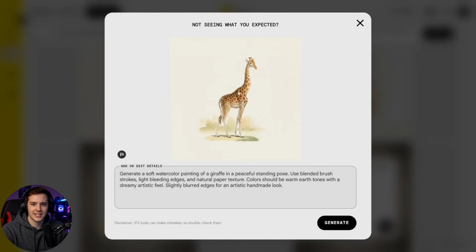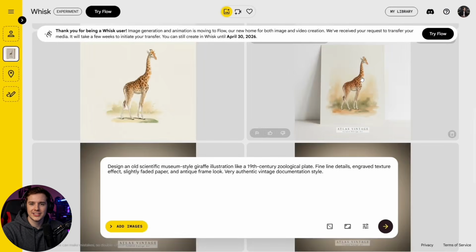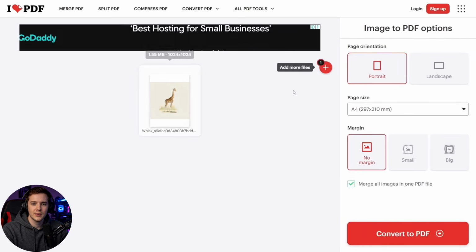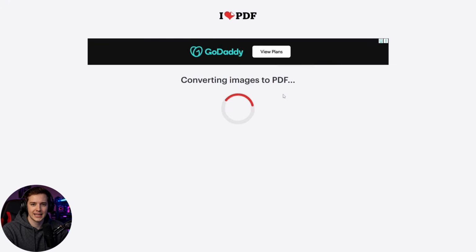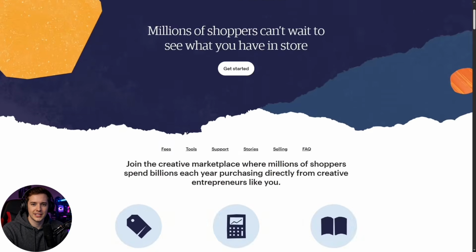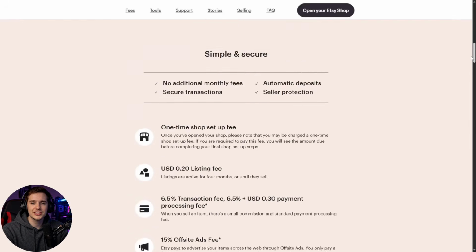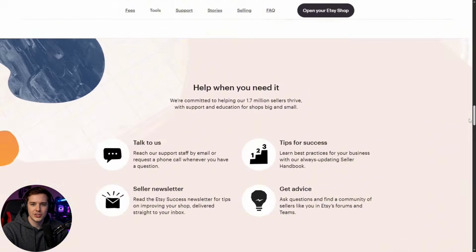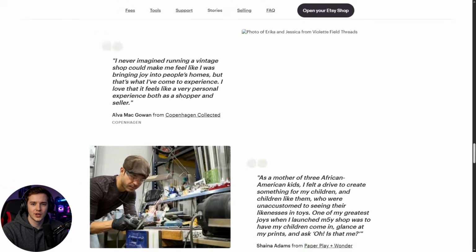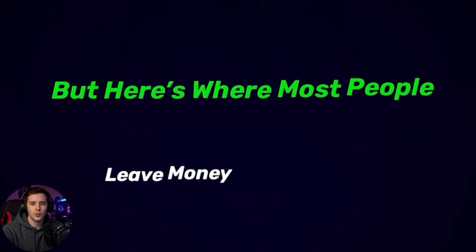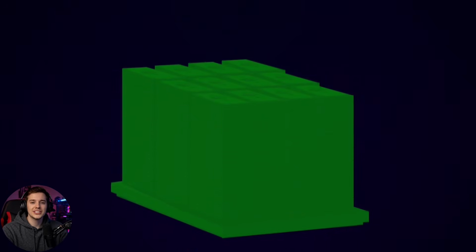Once I generate the design, I have 2 ways to monetize it. The first is the digital product route. I take the image, convert it into a high-resolution PDF using any image to PDF converter, and list it on Etsy as a printable download. This is the simplest model because there's no inventory, no shipping, and the margins are extremely high. But here's where most people leave money on the table. They only sell the digital file.